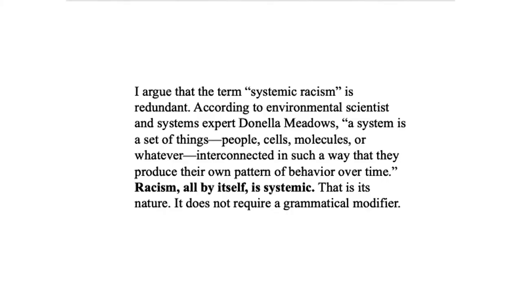So I'm going to start with the work of a systems expert, very well known, who departed this world too soon, Donella Meadows, who wrote very simply: a system is a set of things, it could be a set of people, cells, molecules, whatever, that are interconnected in such a way that they produce their own pattern of behavior over time. So when you look at any society, it's systemic. The fact that every society looks different is because systemically, those people, the stories, their lives, identities, and their environment work in a way that makes it distinct.